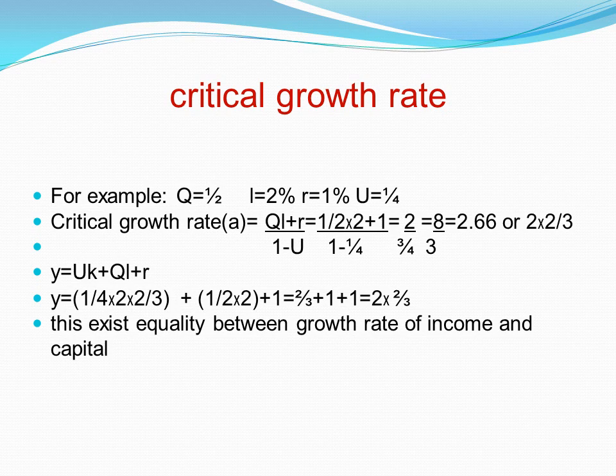Y equals U multiplied by K plus Q multiplied by L plus R. U equals 1 divided by 4 multiplied by 2 divided by 3, plus 1 divided by 2 multiplied by 2, plus 1, equals 2 divided by 3 plus 1 plus 1, equals 2 and 2 divided by 3. This shows equality between the growth rate of income and capital.